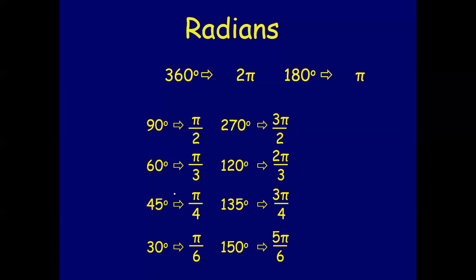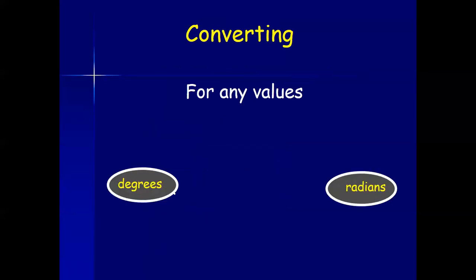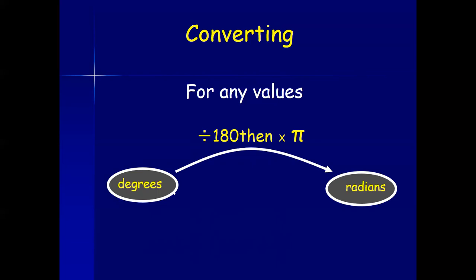Now let's have a look. So for any values, to convert degrees into radians, you need to divide by 180 and times by pi. Yeah. So if I give you 10 degrees and I ask you how many radians that is, you do 10 over 180, which is 1 over 18, times pi. So it's pi over 18.